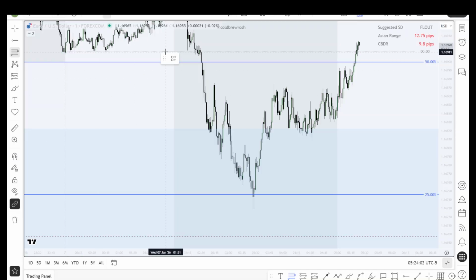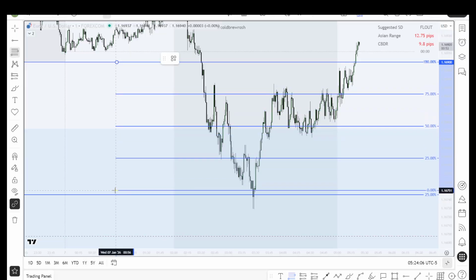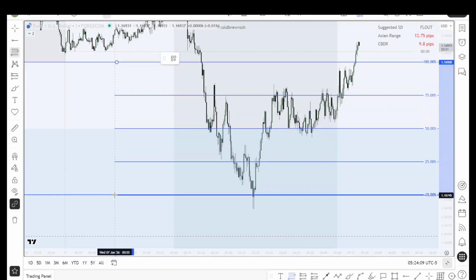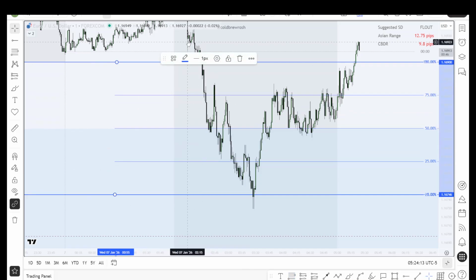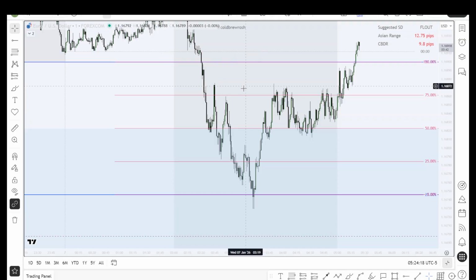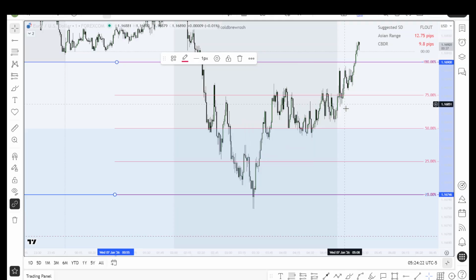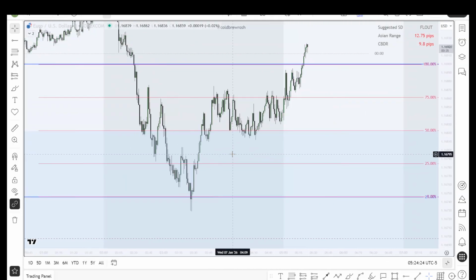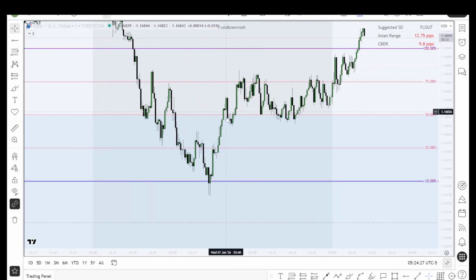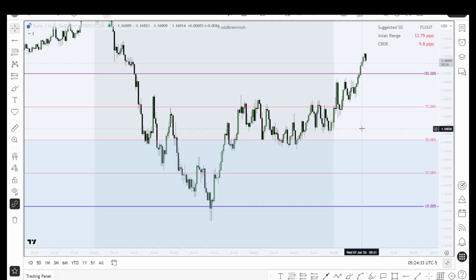So what I also did was draw quadrants in these levels right here, like so. Make them a color so it's obvious, visible only on the 1 minute. Yeah. And as you can see, you immediately see how important those levels are. What do you expect at 50%? We expect consolidations, right? So that's exactly what's happening here also.